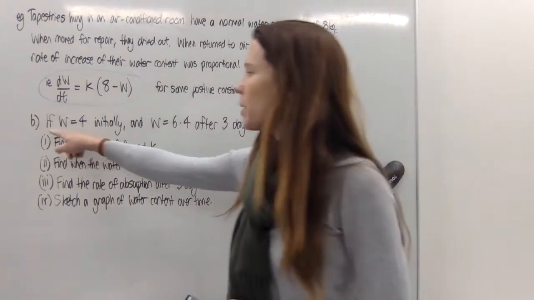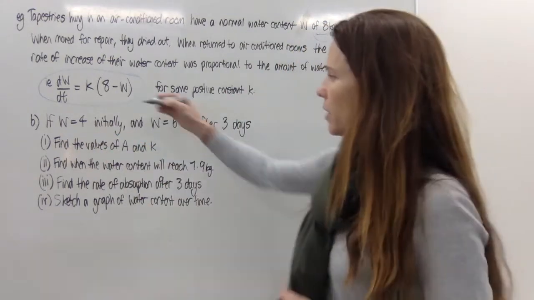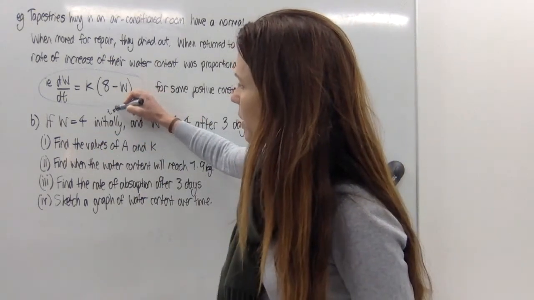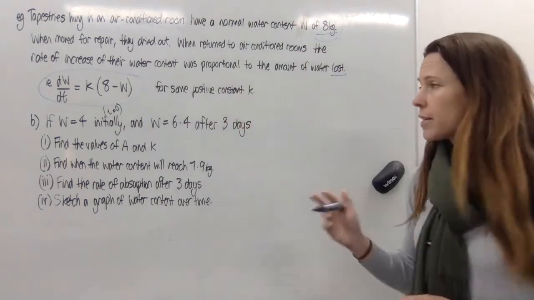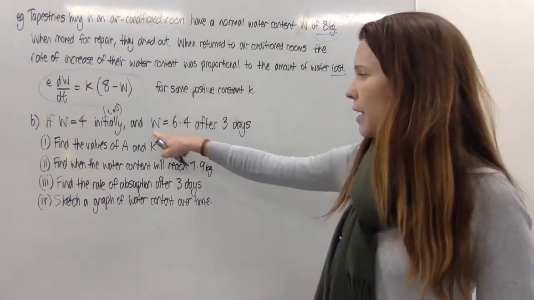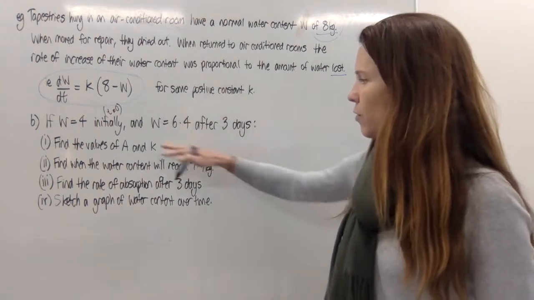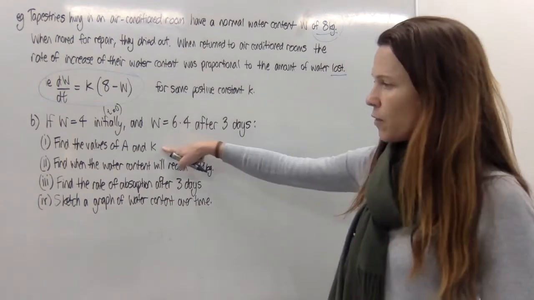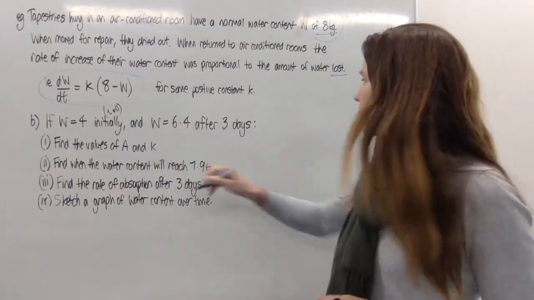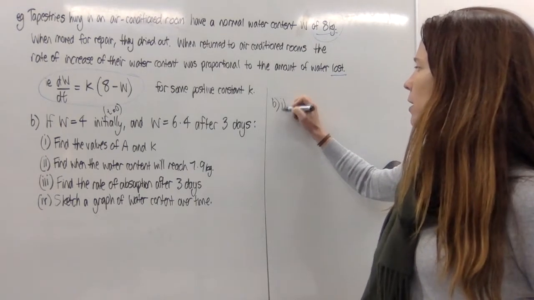Okay, a second part to the question now. So we've got question B. If w equals 4 initially. Now, as soon as you see that word initially, think to yourself, that's when t equals 0. In other words, at the start of this little experiment when the tapestries are brought back. And w equals 6.4 after 3 days, then we need to find these 4 things. So first we need to find the values of a and k. All right, let's do our working over here. So for B, part 1.